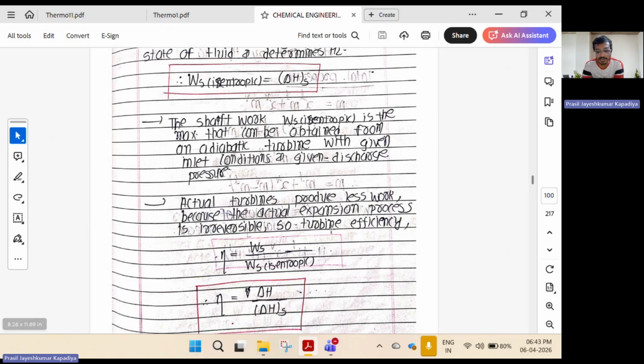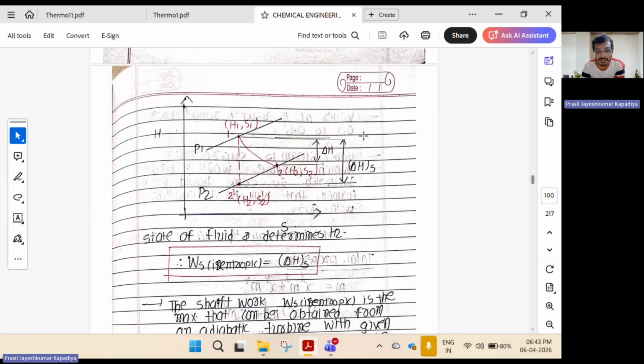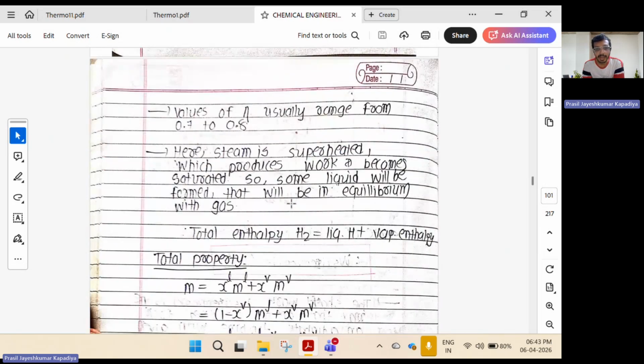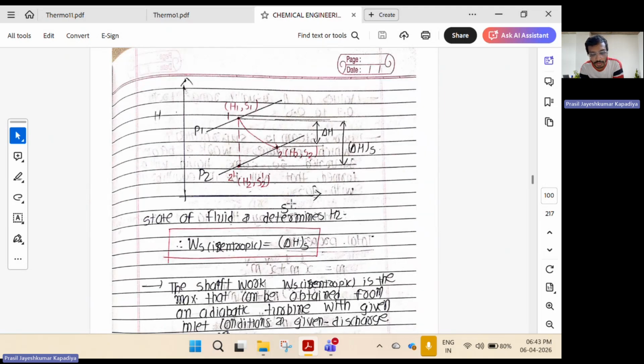So we get eta is equal to Ws for the actual process, going from H1 S1 to H2 S2, divided by delta Hs, where it is going from H1 S1 to H2 prime S1. So eta is equal to delta H divided by delta Hs. Generally the efficiency of a turbine varies from 0.7 to 0.8. Now there is one very important thing to note here.